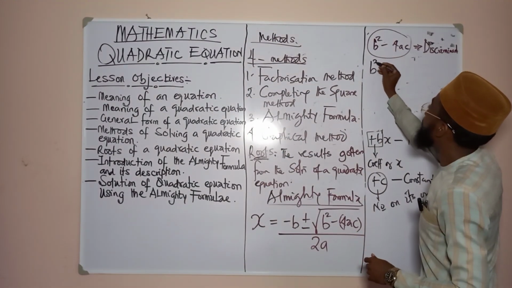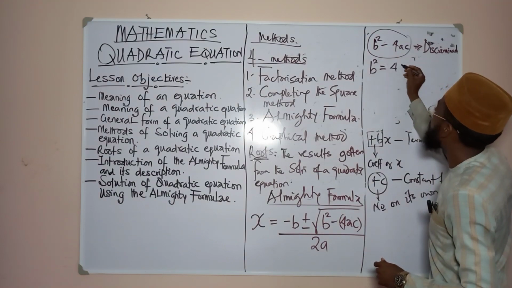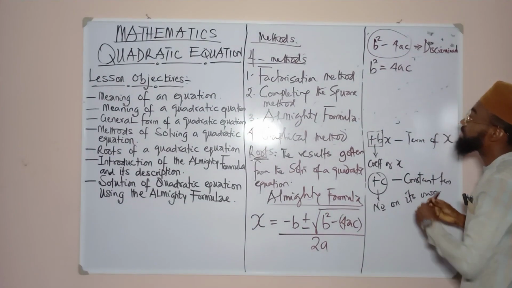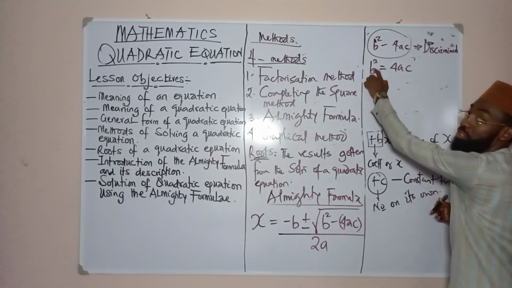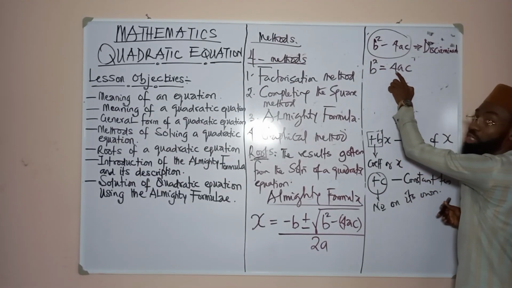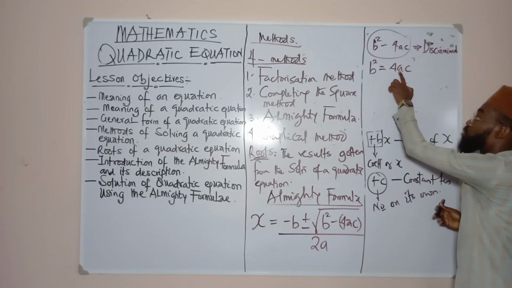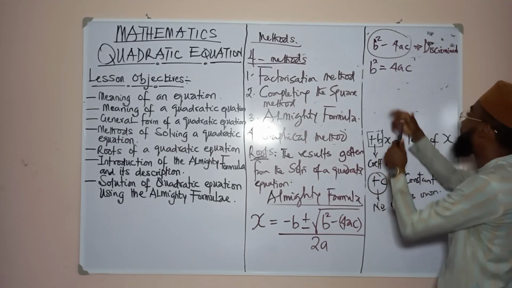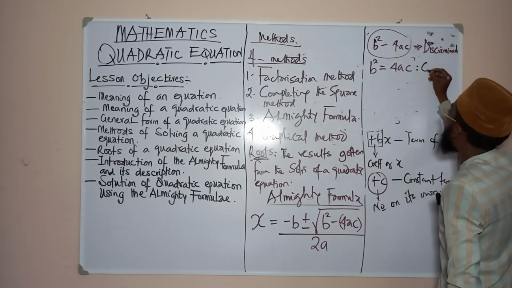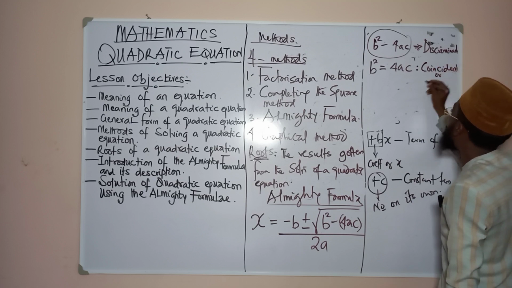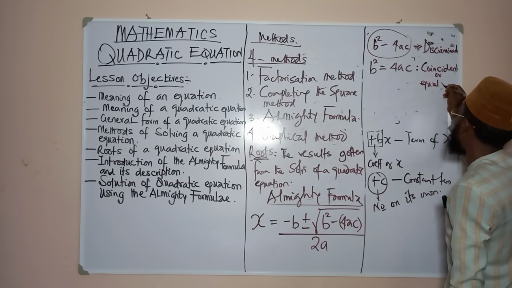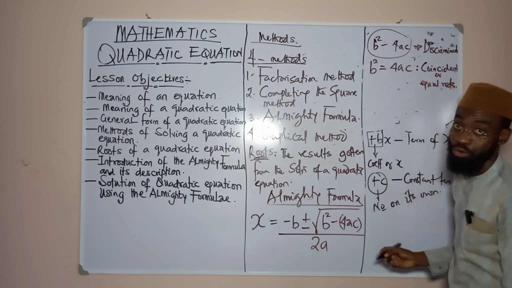If b squared is equal to 4ac, that is, you substitute the value of the coefficient of x, square it, and eventually you multiply 4 times the coefficient of x squared and the constant, and they are the same, we say you are going to have what we call coincident or equal roots.